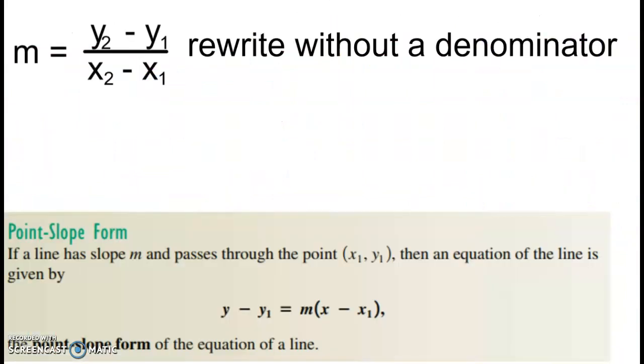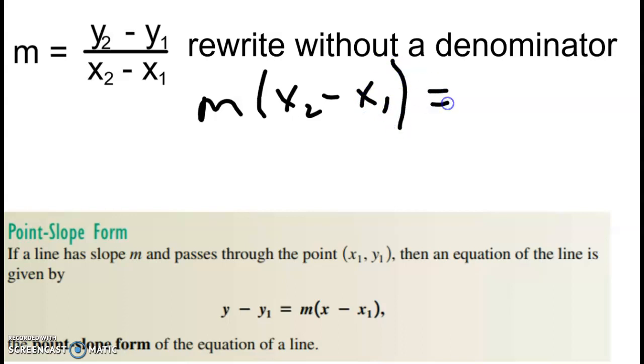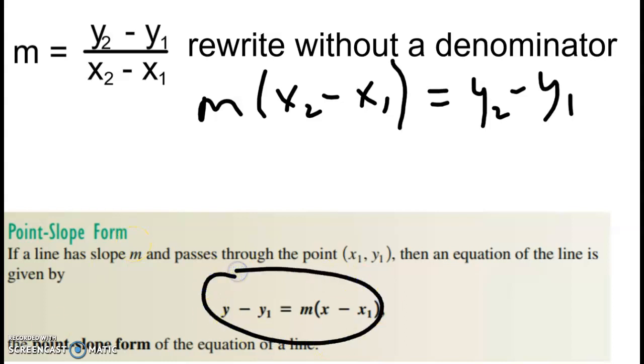Okay, notice what happens if I rewrite this without a denominator. I would multiply the denominator by the slope. And what this does is give us something new. It's called point slope form. We don't use it a lot in algebra. It is used a lot in calculus. So I do want you to memorize this, okay?